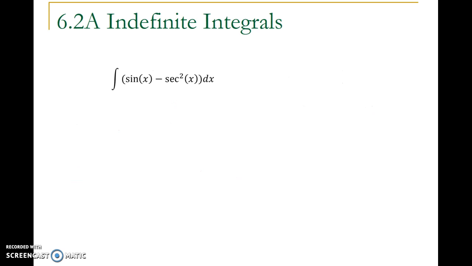And one more. So the antiderivative of sine x would be, well, derivative would be cosine. The derivative of cosine is negative sine of x. And then the thing that gives me secant squared for a derivative would be tangent, and then plus c. Again, you could check your work by taking a derivative.